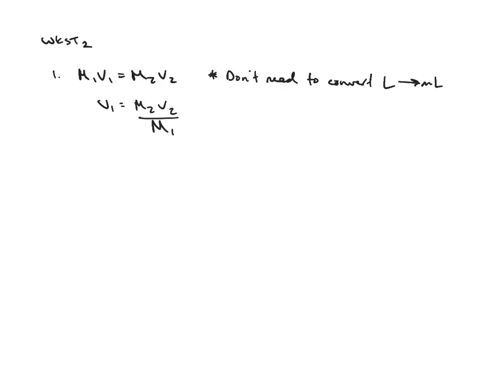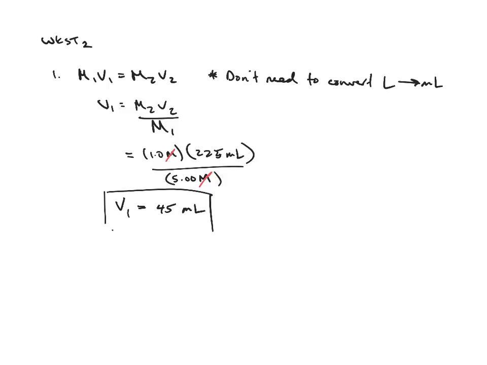So rearrange all of that. M2 said was 1.0 molar. V2, 225 milliliters. We don't have to convert it to liters. Our answer is going to come out in milliliters. We'll see the units cancel. Divided by 5 molar for M1. So your M's cancel. You're just left with milliliters as an answer. So this is really 225 divided by 5. And this is 45 milliliters. So that's how much you had to start with. That was what your V1 equals.